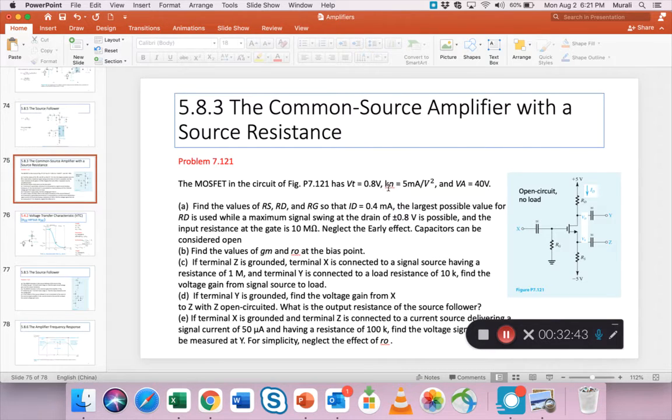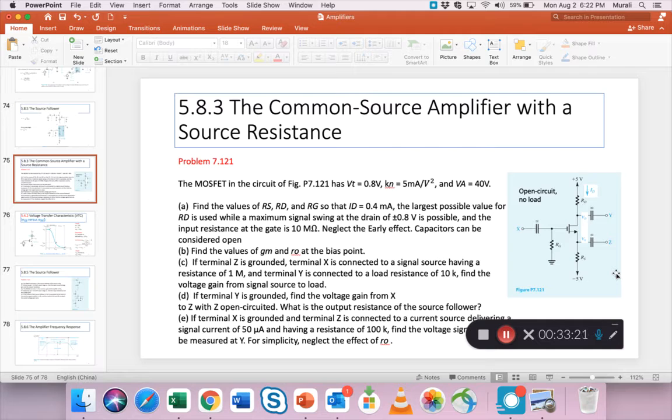So what is the problem? The MOSFET has some values. What you'll notice is there's a plus 5 and there's a minus 5 at the bottom here. Open circuit, no load. Find the values of RS, RD and RG so that a certain ID is established. The largest possible value of RD is used while a maximum signal swing at the drain of plus or minus 0.8 volts is possible.